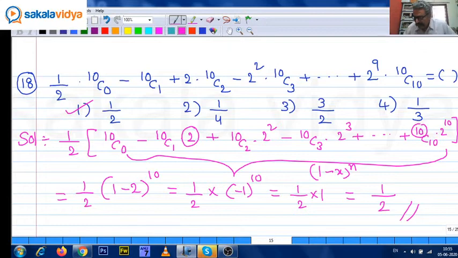Generally, you will put the answer. If the option is 0, you will write option 0, because plus or minus is there.